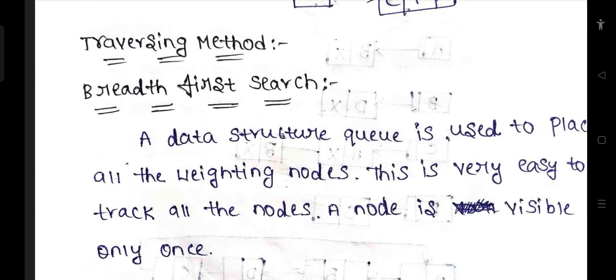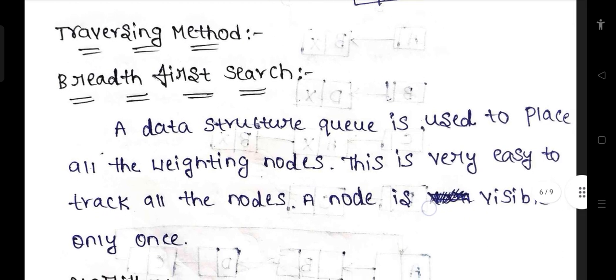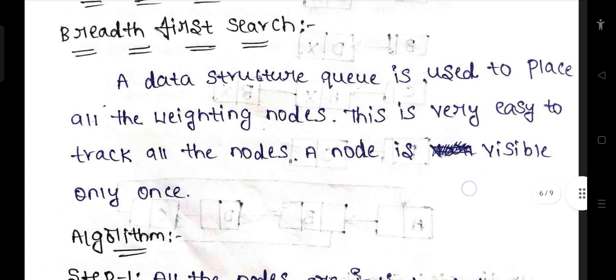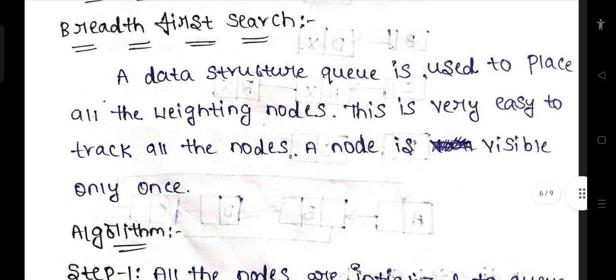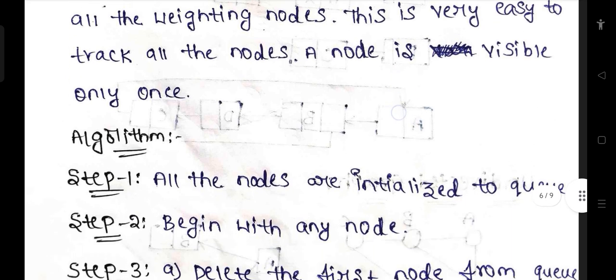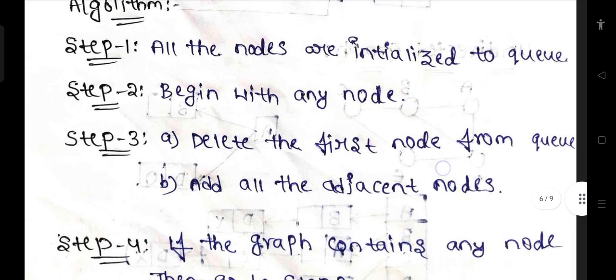Traversing methods. Breadth first search uses the data structure queue to place all the visited nodes. This is very easy for tracking all the nodes. A node is visited only once. In BFS, a node is visited only once. While continuing, we take each node only once. By this, we can track all the nodes. Here is the algorithm of that.